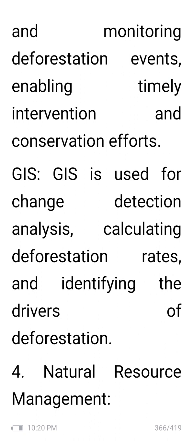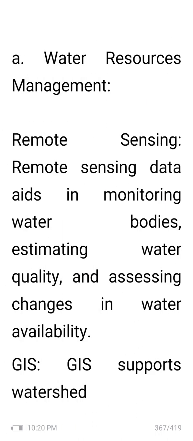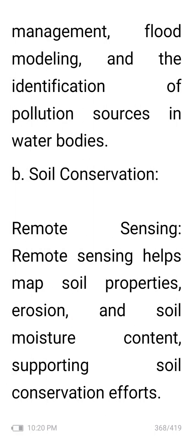Then natural resource management. Water resource management, remote sensing: remote sensing data aids in monitoring water bodies, estimating water quality, and assessing changes in water availability. Then GIS supports watershed management, flood modeling, and the identification of pollution sources in water bodies.